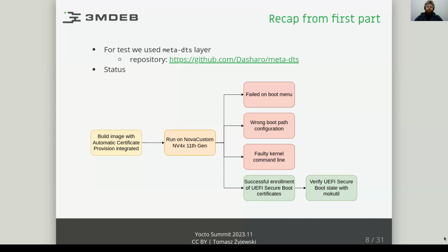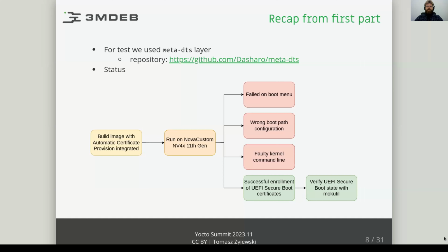The diagram here presents what we were able to achieve last time. We use our host PC to build an image with the Meta Secure Core enabled, which provides the automatic certificate provision integration. We run this on a laptop with the Dasharo firmware installed on it, and then have a couple of runs to check if this image can be used there.